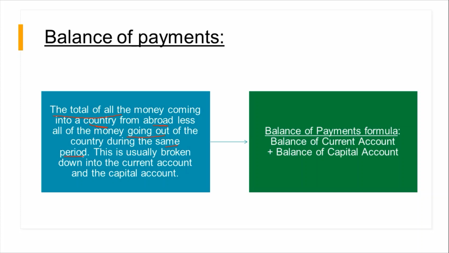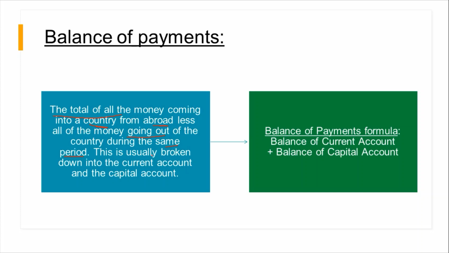Now, it is important that we are considering the same period of time, or the same 1 year, that we are taking for both of these activities, the money coming in or the money going out. So, it's easy, it's just the money that's coming from abroad and the money that's going out from your country to abroad, that's balance of payments. It basically captures monetary transactions.